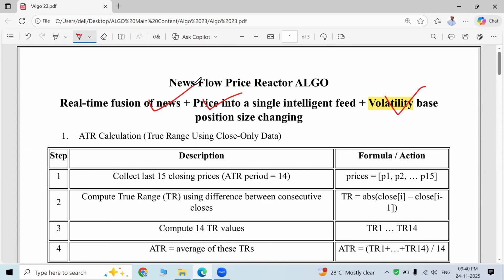First we will try to calculate the ATR, and then we will try to understand how volatility position sizing will change based on some rule. First we will collect 15 prices from the market, and after that we are going to find out the true range. So what does true range mean? What is the change in price from here to here? If this price is, suppose, 100 and the next price is 105, then the true range is around 5.